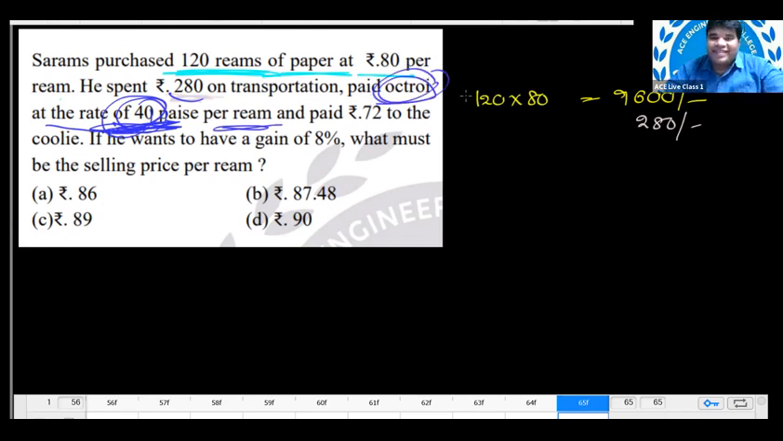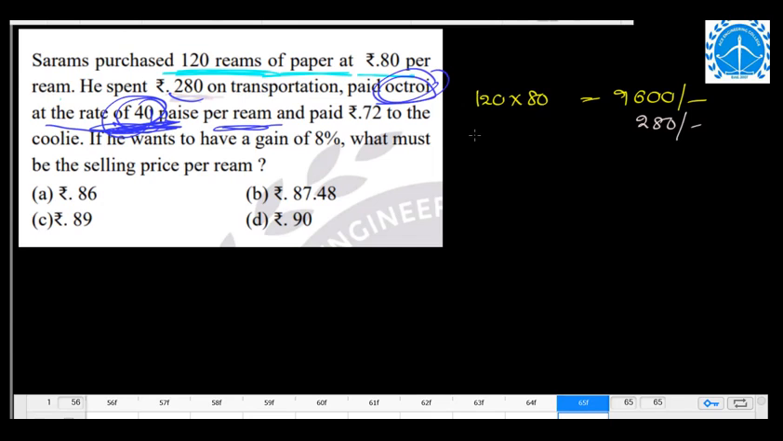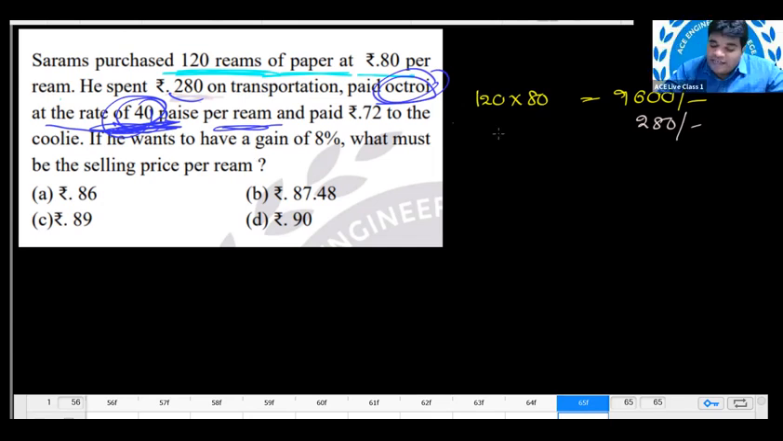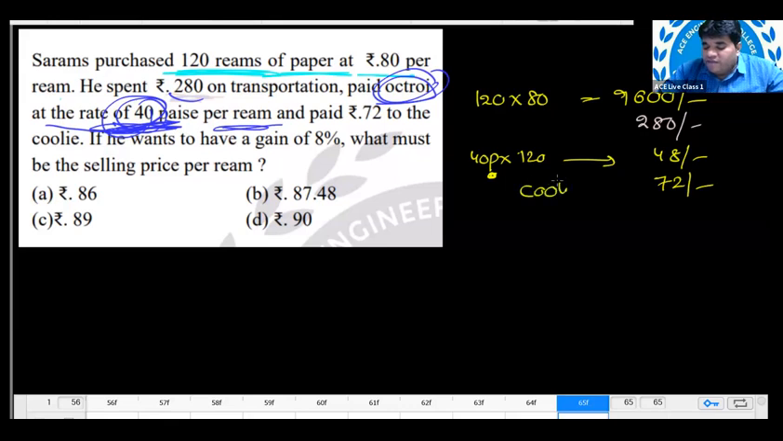So 40 paisa into 120 reams, the answer is 4800 paisa. Converting paisa into rupees, 48 rupees. Next, 72 rupees for coolie.